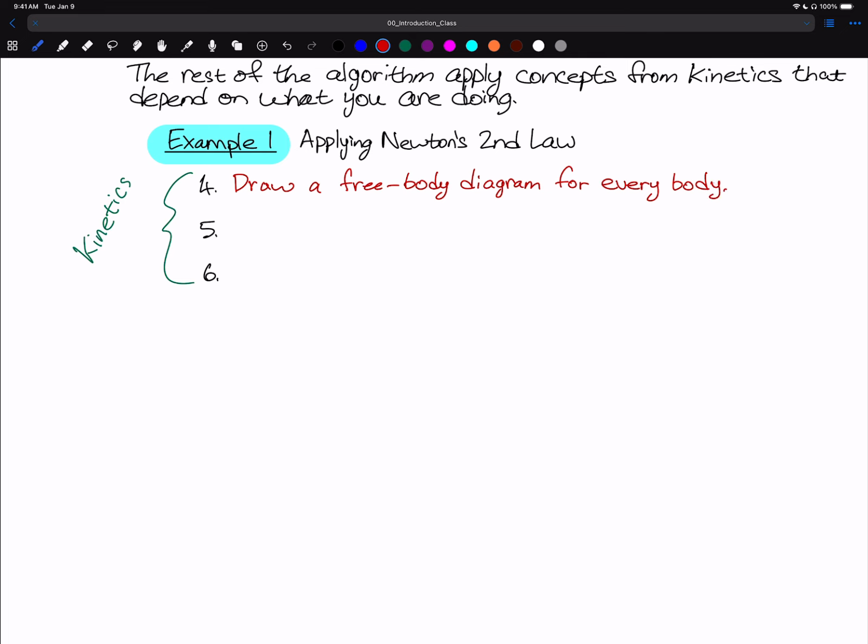Now you might need to do something like decomposing forces here, but free body diagram, and then we go from there. Then you're going to apply Newton's second law, or Euler's laws, depending on what we're doing. We're going to apply the second law to each body. And then we're going to simplify and put it into a standard form.